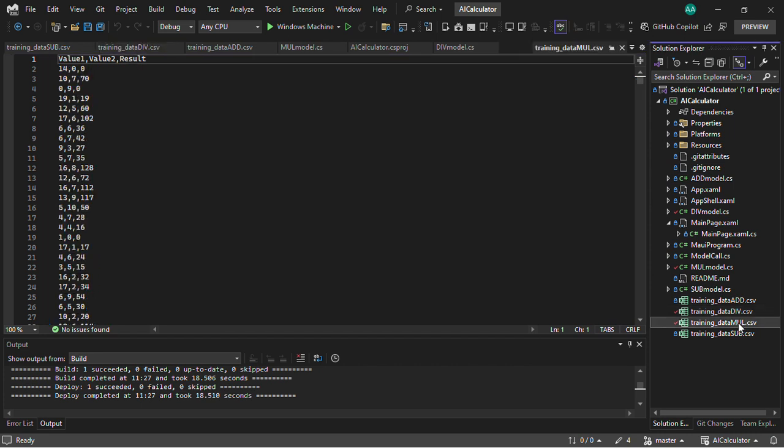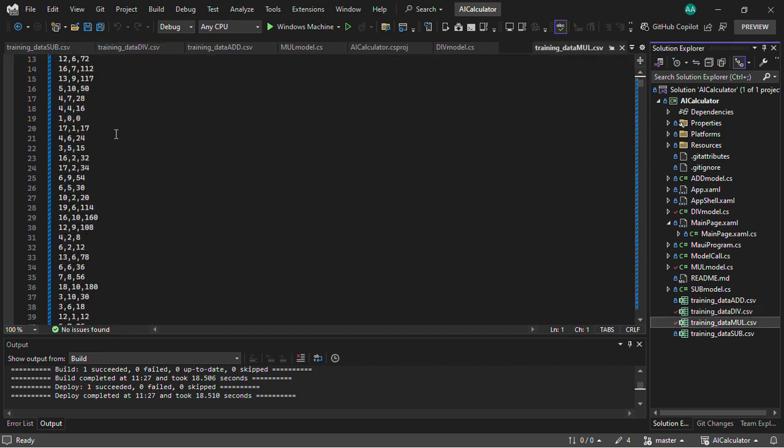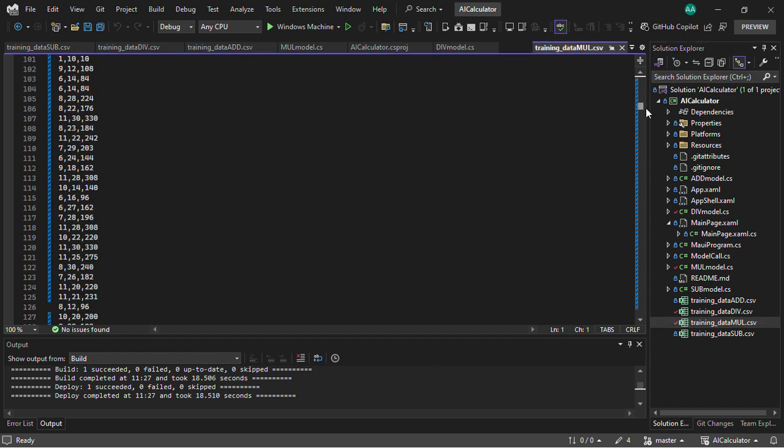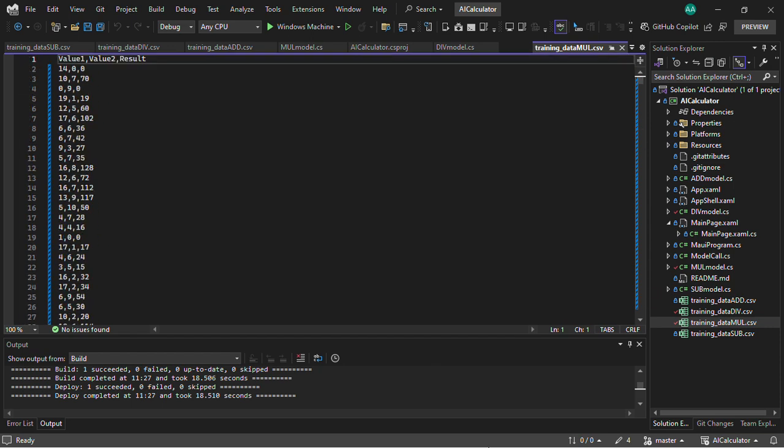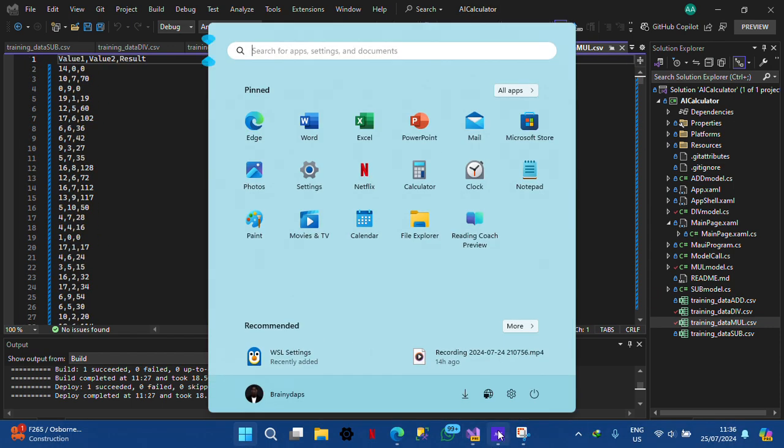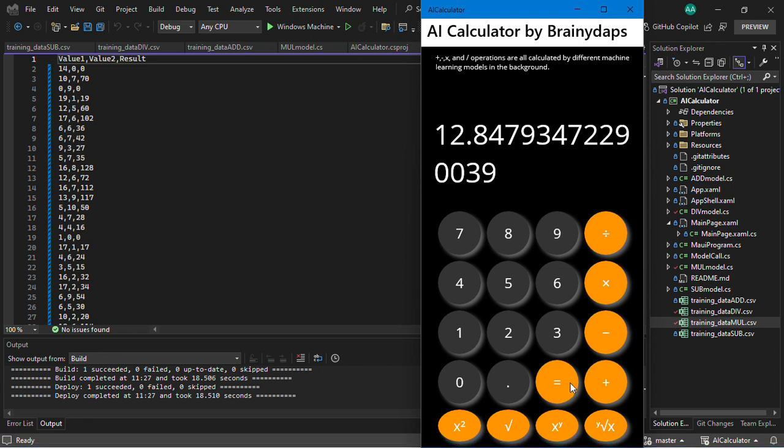And multiplication actually has a lower training data set, because I didn't want it to be getting too large values for the results. Now let's try some other multiplication and see how this goes.